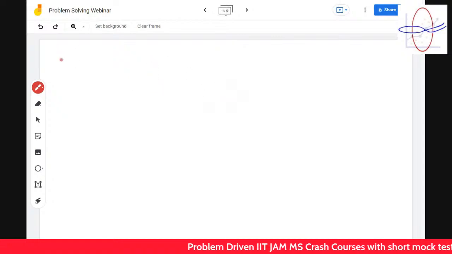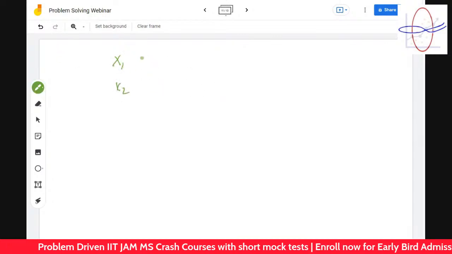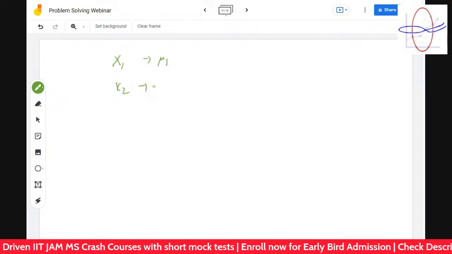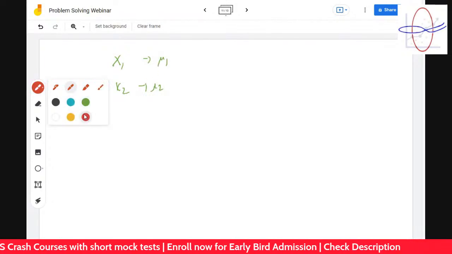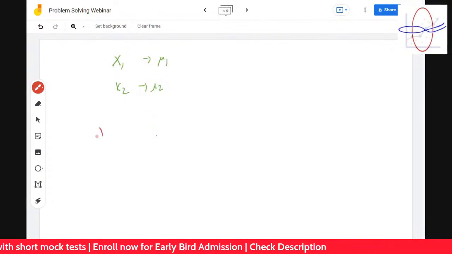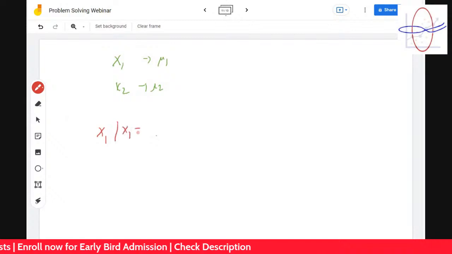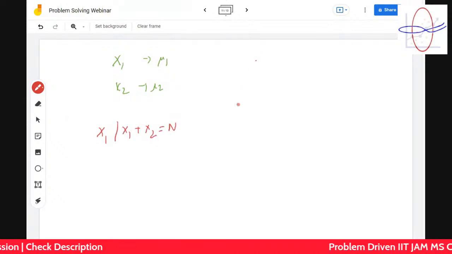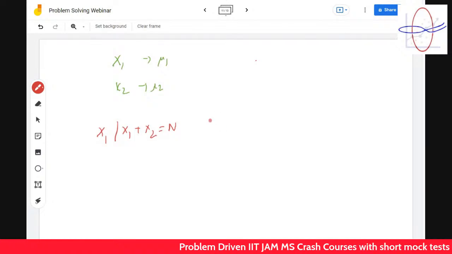Let's say you have two random variables, x1 and x2. Its mean is mu1 and its mean is mu2. These are discrete. The question is: x1 given x1 plus x2 is equal to, let's say, n. Why is it not following binomial, or will it follow binomial? Let's check whether it will follow binomial or not.